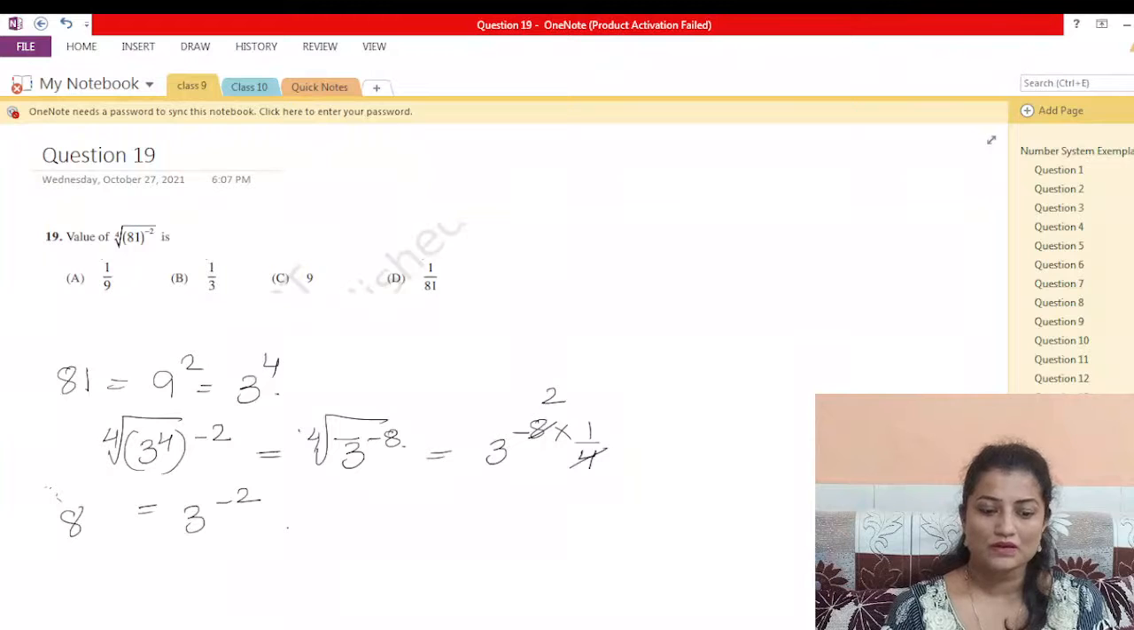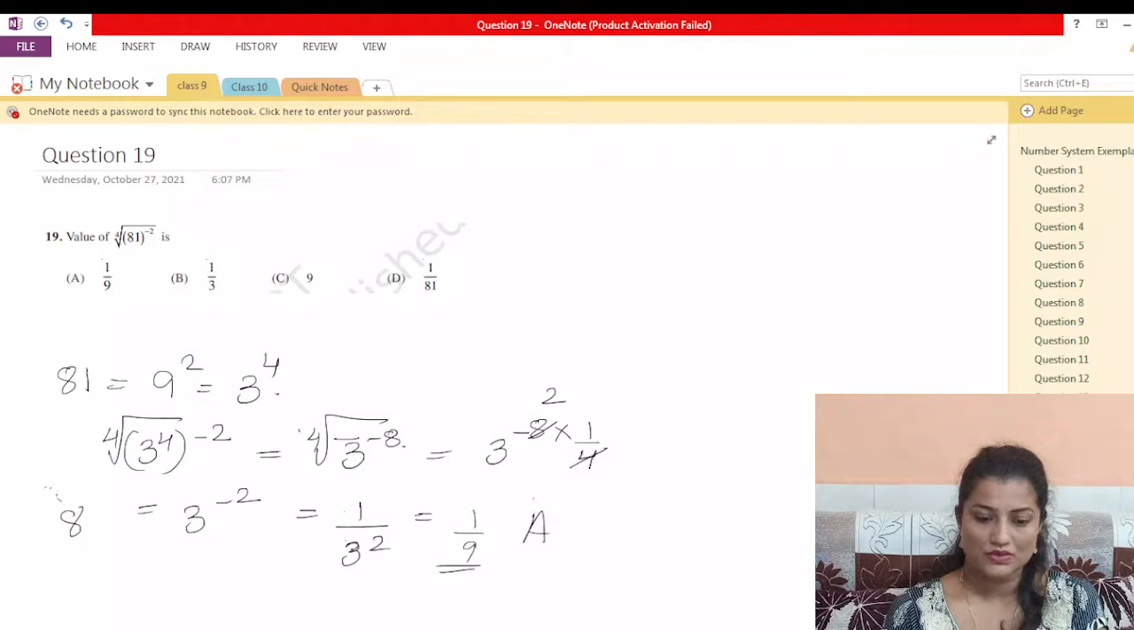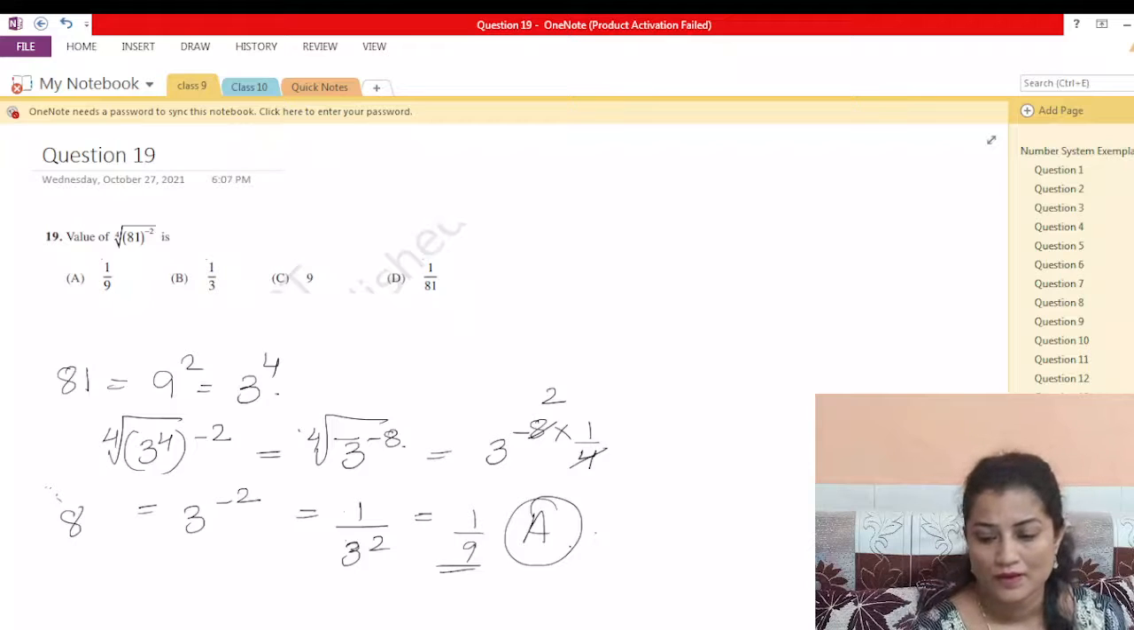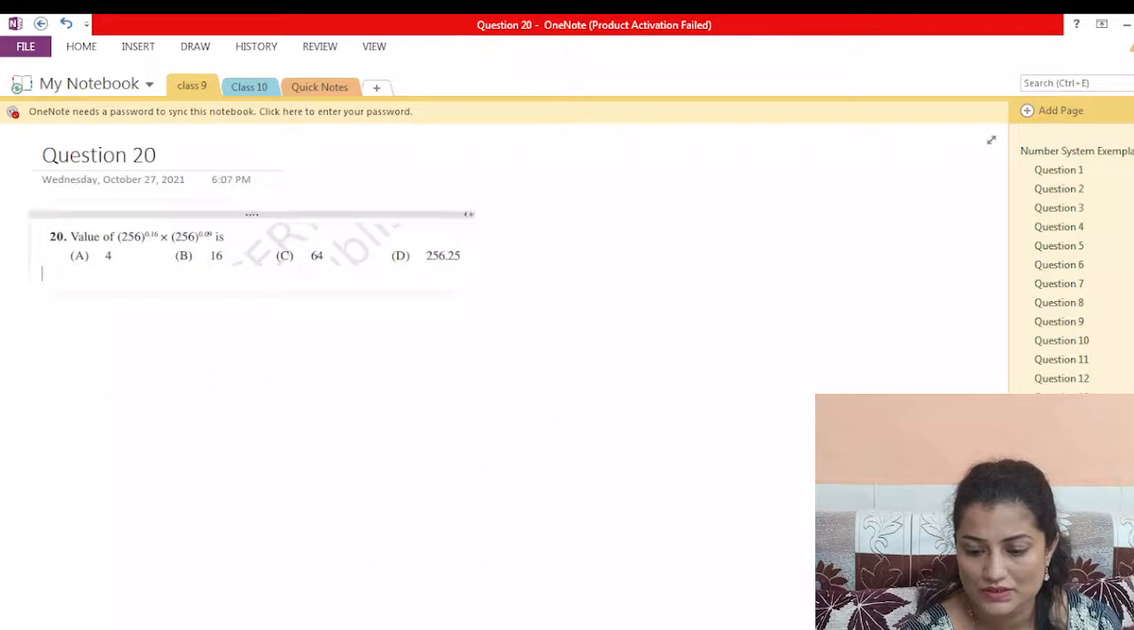But in the option, if minus 2 is in the power, we can reverse it. So that will be 1 upon 3 square, that is 1 upon 9. So the correct option is option A. Right? Okay. The next question is question 20.